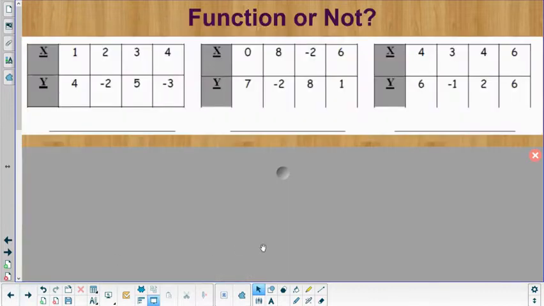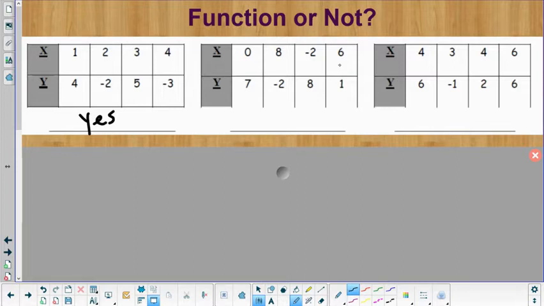Okay, so let's see if these are functions or not. Looking at this first table, I notice there are no repeating x's, so this one is a function. I'm just going to write yes on the line. No repeating x's are a good thing.